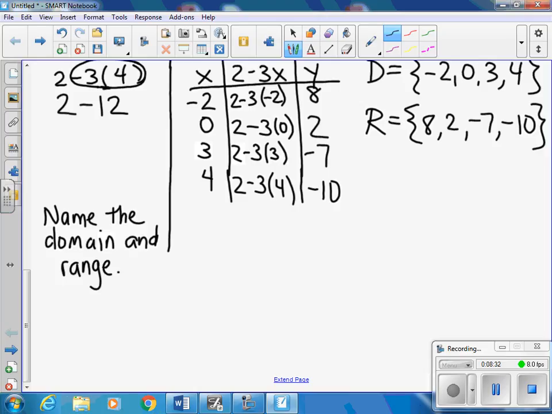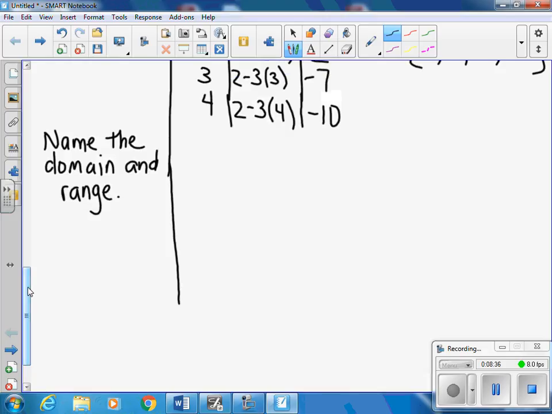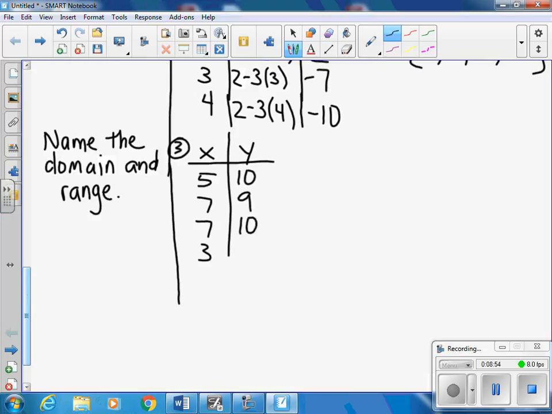Okay, so once the tables are here, we're going to name the domain and range for them. The tables are not going to have that middle column because you don't need to know what the rule is. You just need to know what the x values and the y values are. So for our first table, problem number 3, it's going to have 5, 7, 7, and 3 in the x spot, and then 10, 9, 10, 9 in the y spot.